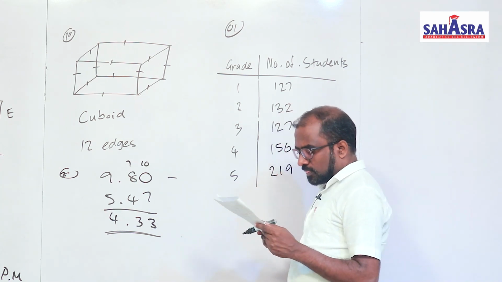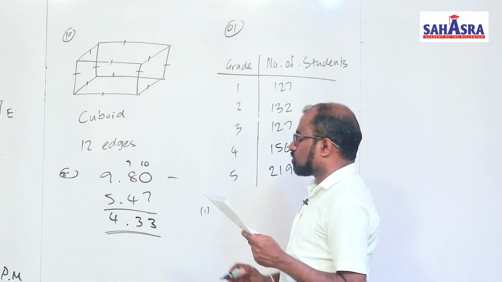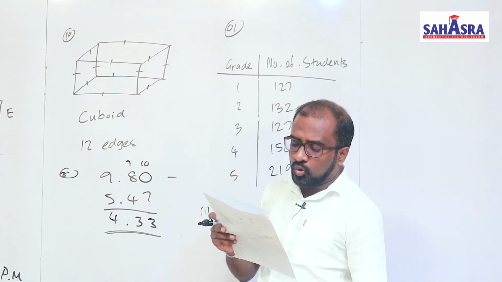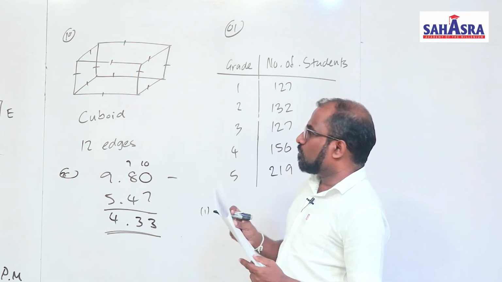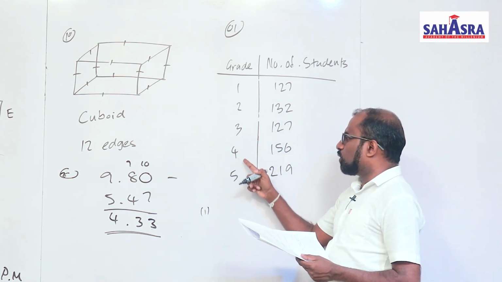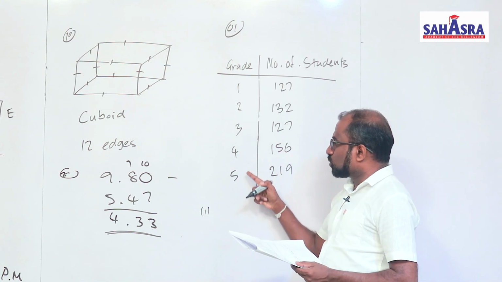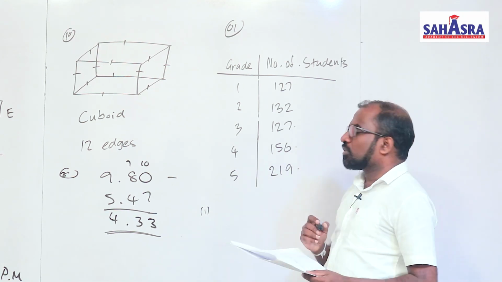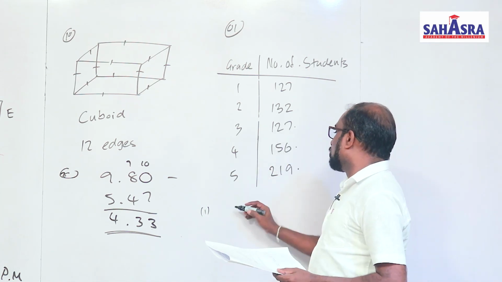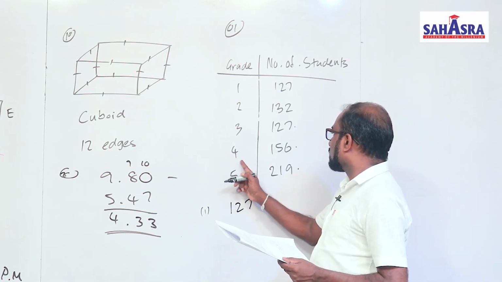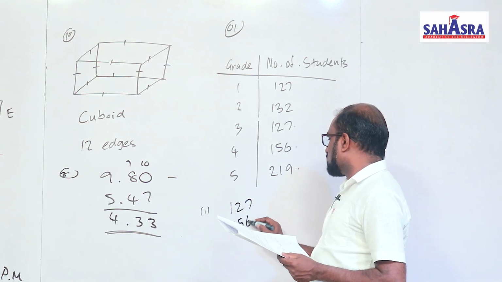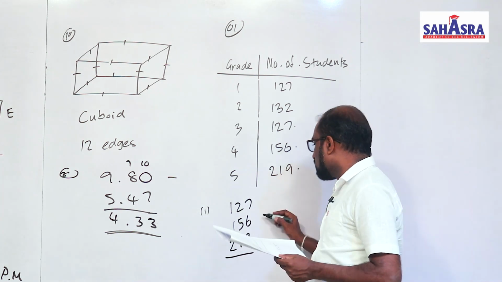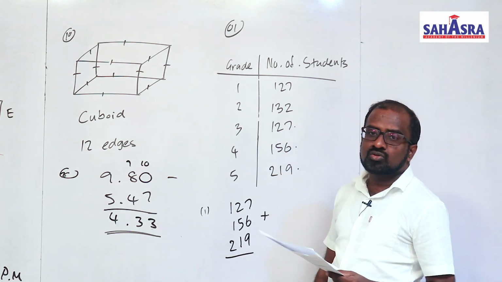So first question. Read and understand. How many students are there in grade 3, 4, 5 classes? So you have to add the number of students in each class. Grade 3 you have 127 students. Grade 4 you have 156 students, and in grade 5 you have 219 students. So add those three numbers.